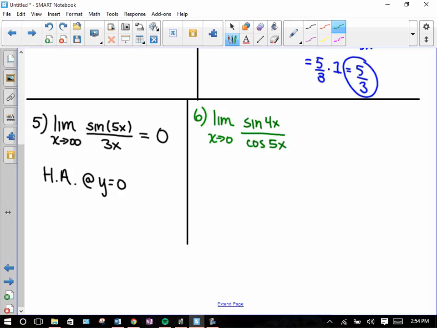What's the first thing we always do when we're checking limits? Plug in 0. If I plug in 0, I'm going to get sine of 0, because it's 4 times 0, divided by cosine of 0. That's equal to 0 divided by 1, which is equal to 0. That's why we plug something in.